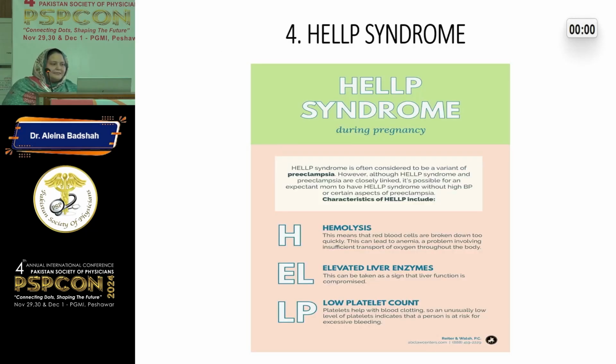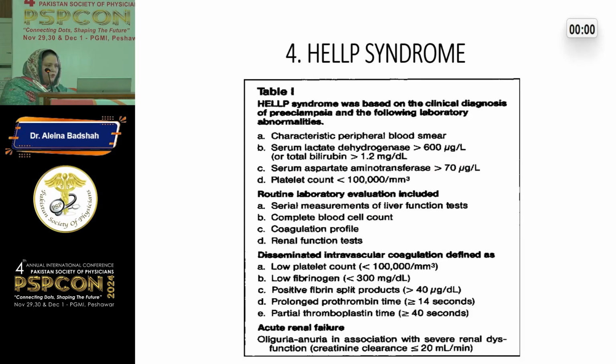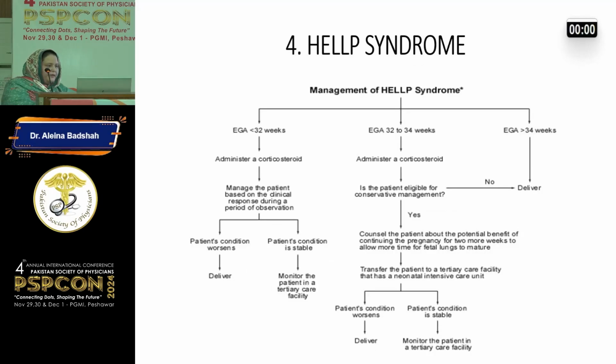I'll move on to the next, HELLP syndrome, another very important condition which is hemolysis, elevated liver enzymes, and low platelet count. So HELLP syndrome is characterized by its characteristic peripheral blood smear, जिसमें hemolysis की वजह से the LDH levels would be high, aspartate aminotransferase levels would be high, and the platelet count would be less than 100,000. Then you can do some other complementary investigations, जिसमें coagulation profile and renal function tests are very important. And this is the management.